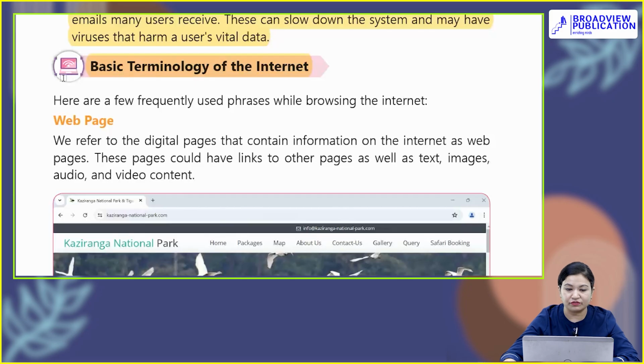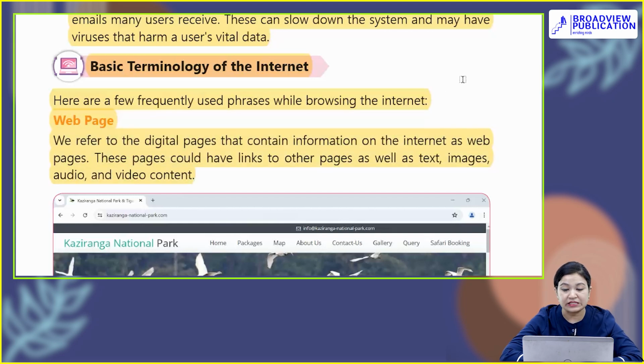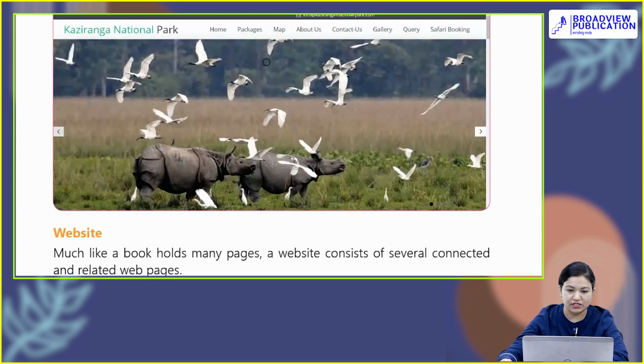Basic terminology of the internet. Here are a few frequently used phrases while browsing the internet. First one is web page. We refer to the digital pages that contain information on the internet as web pages. These pages could have links to other pages as well as text, images, audio and video content. So, web pages are digital pages which can contain any information on any topic.